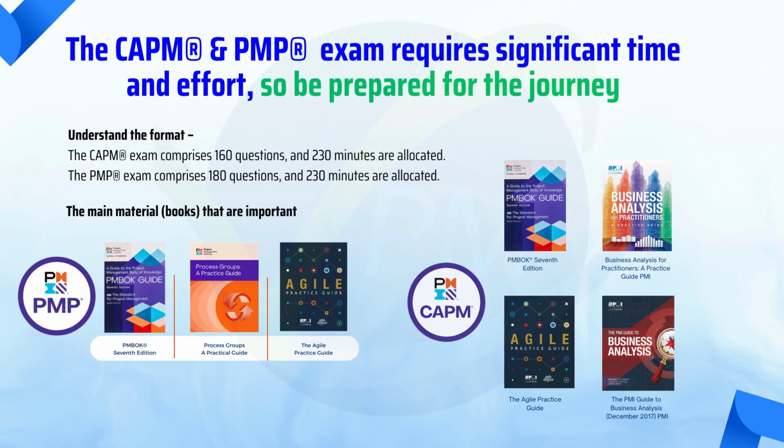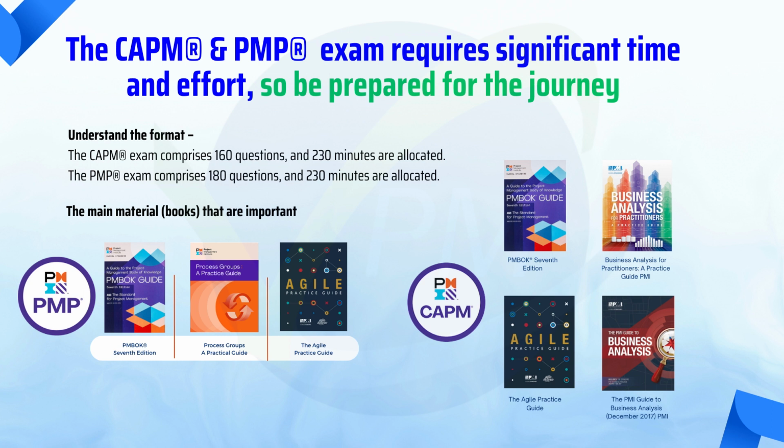Okay, so recapping our session 5. In terms of the requirements, both certifications require significant time and effort. So you do need to be prepared for the journey. Firstly, you do need to understand the format. We've discussed in a number of sessions that the CAPM exam comprises 160 questions, and you are allocated 230 minutes to complete the exam. On the other hand, we've got the PMP certification. It comprises about 180 questions, and then you have 230 minutes allocated for that.